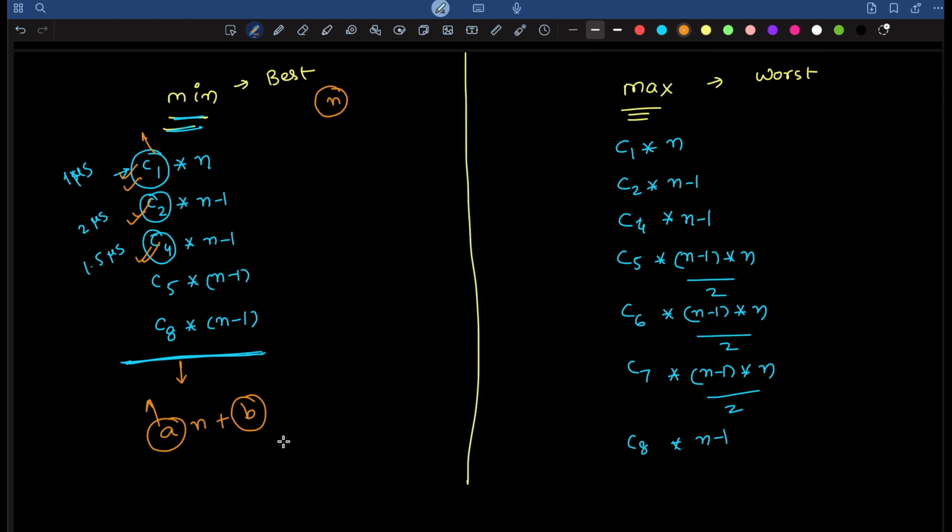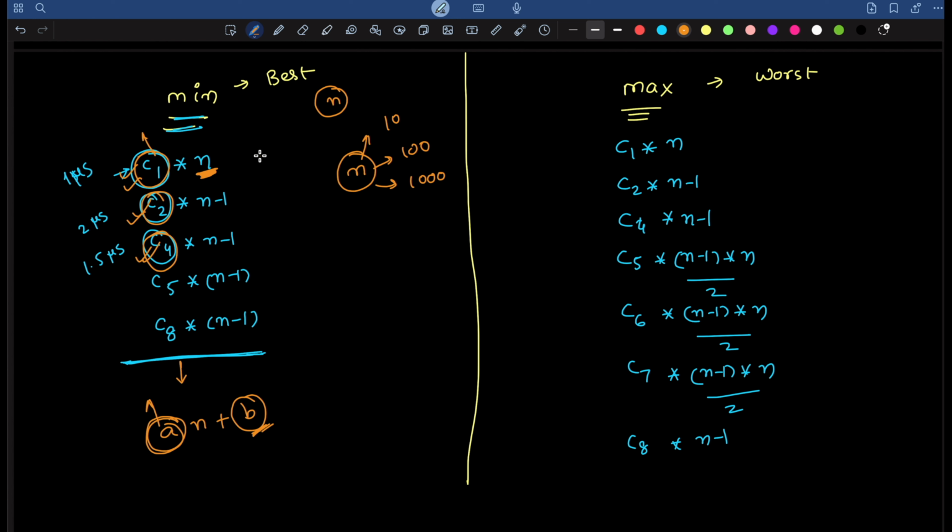Similarly, b is also a combination of these constants. So a is essentially a function of C1, C2, C4, C5, C8, but it's still a constant. Likewise, b is also a constant. Given an array of size n, the only thing that changes is n. n could be anything, right? n could be 10, or 100, or 1000, or 10,000. All the remaining values are constant here. Only the value of n is changing.